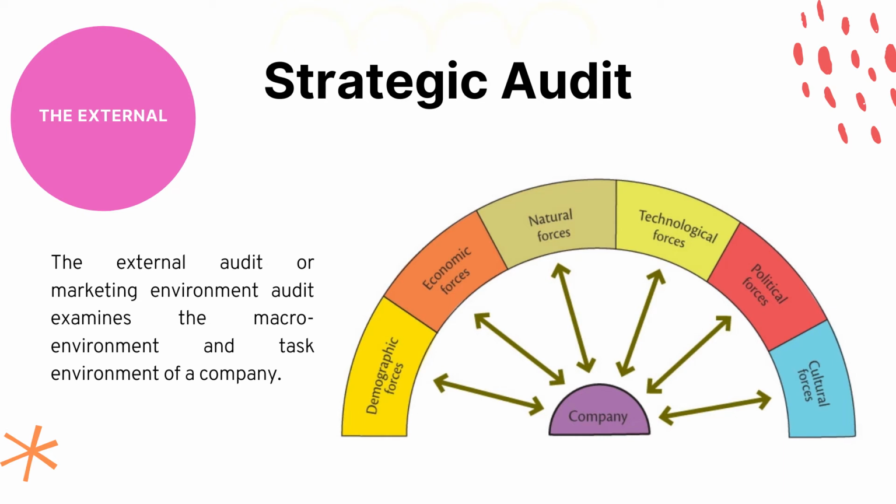The external audit, or marketing environment audit, as you may want to call it, examines the macro environment and task environment of a company. As you can see here in the picture, this audit contains various forces that the company usually does not have control over. For example, demographic forces, economic, natural, technological, political, and cultural forces. As they can happen or change at any moment in time, it is important that we analyze them in order to have a better perspective of these elements that might influence the company.